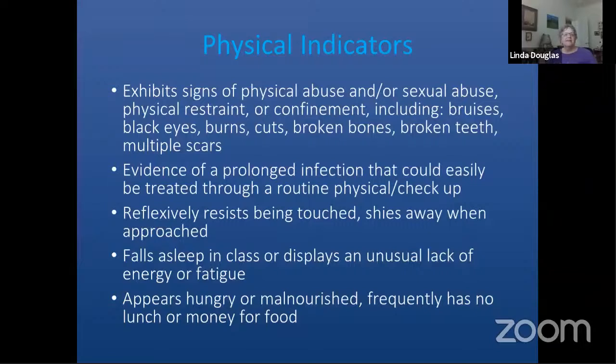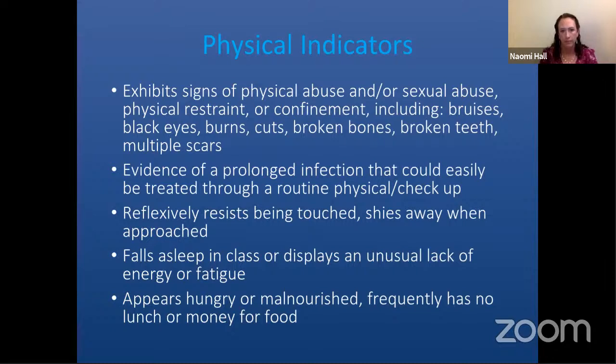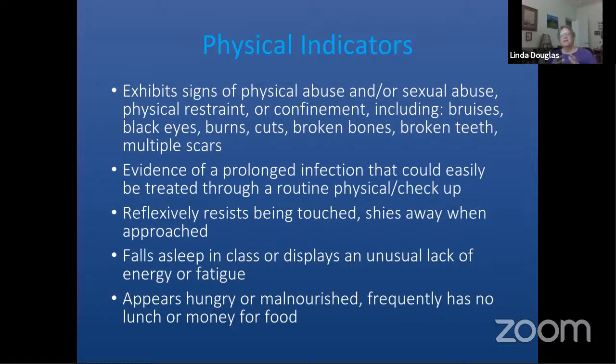You may also see some signs of physical abuse or sexual abuse, or signs that they've been physically restrained or confined. Those can be bruises, burns, black eyes, broken teeth, a lot of scars. There can also be evidence that they have an infection that could easily be treated with a physical or checkup, but they haven't been to the doctor and they're still showing signs of having this infection. They also will reflexively resist being touched. They'll just sort of pull away if somebody's approaching them. And then they may also appear hungry or malnourished. They just have no lunch or money for food. So they're displaying a number of things over a period of time.